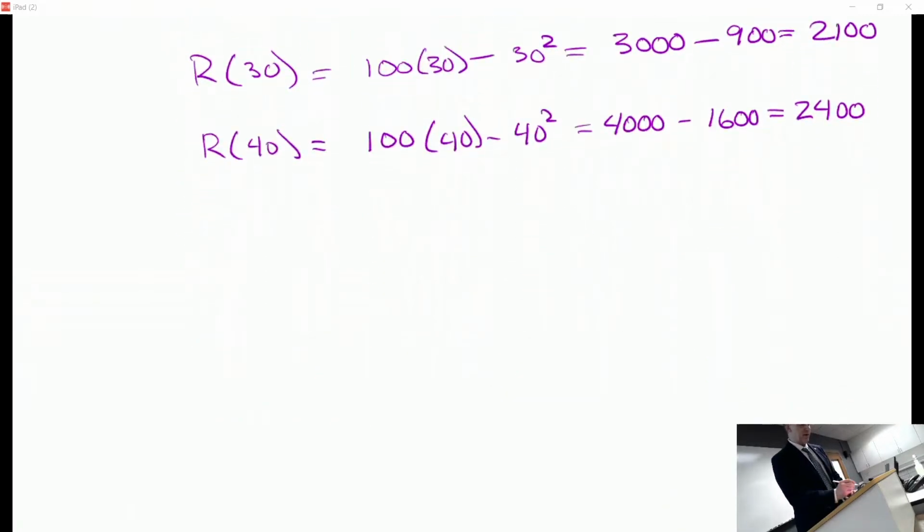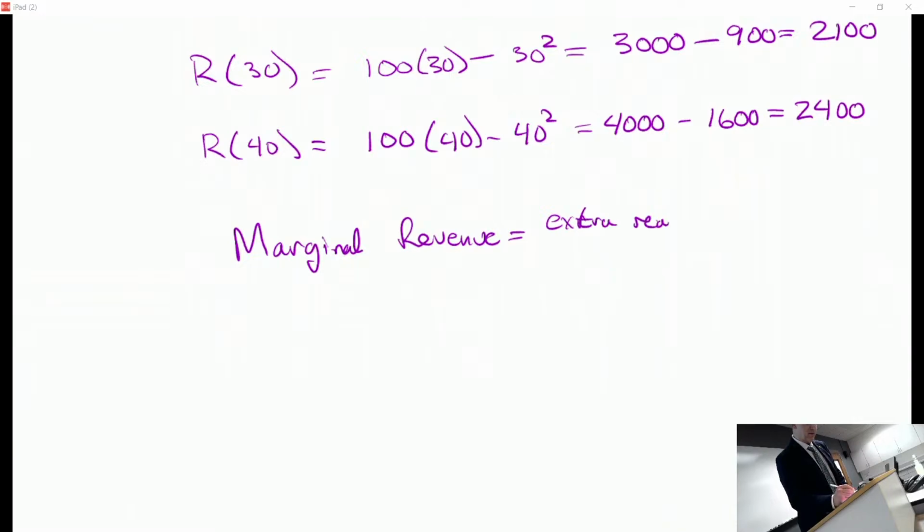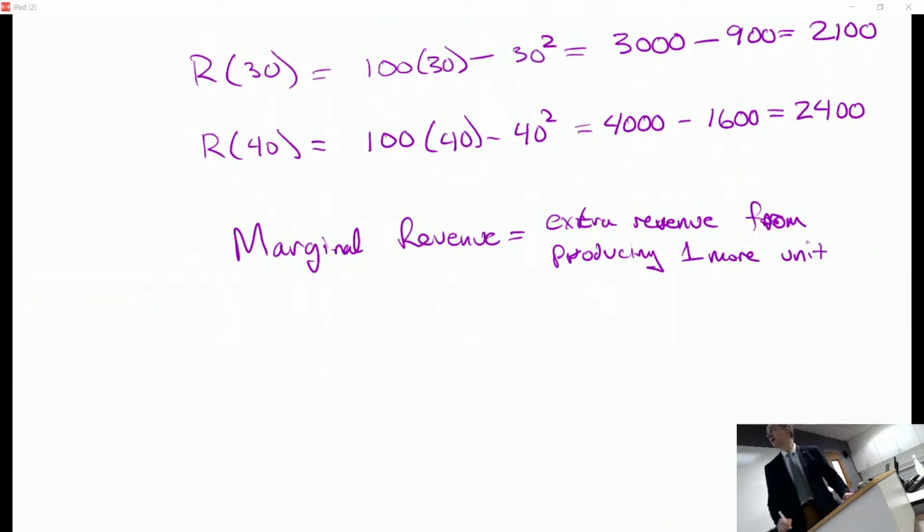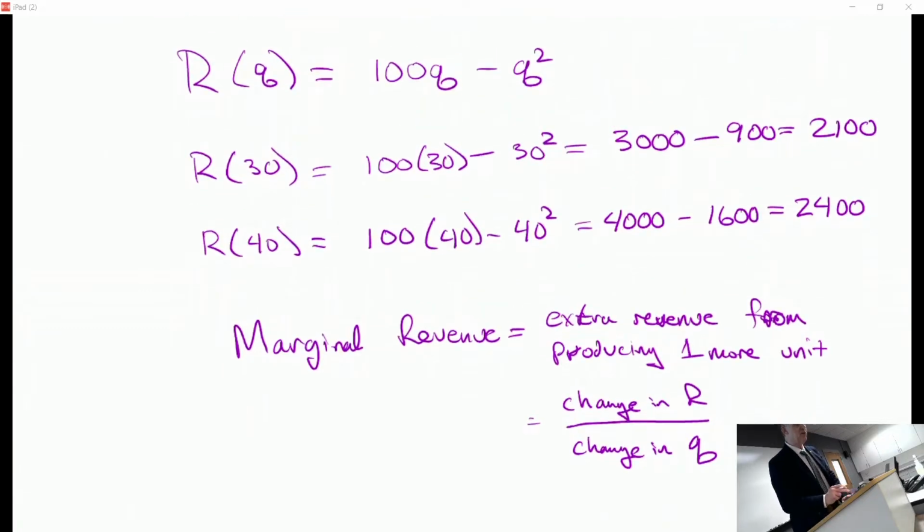So the thing that we're going to be interested in is called marginal revenue. And this is literally defined as the extra revenue from producing one more, whatever it is, unit, item, whatever it is that we're making. So it's the extra revenue from producing one more unit. So this is the change in revenue. This is literally change in revenue over the change in number of items. Q there, by the way, is the number of things that you're making to sell.